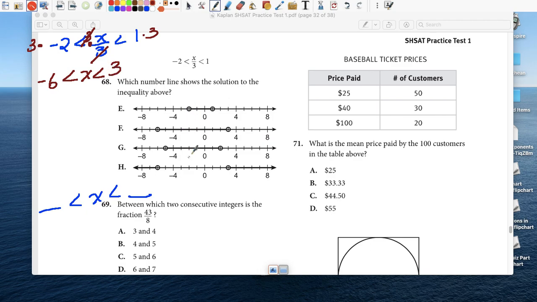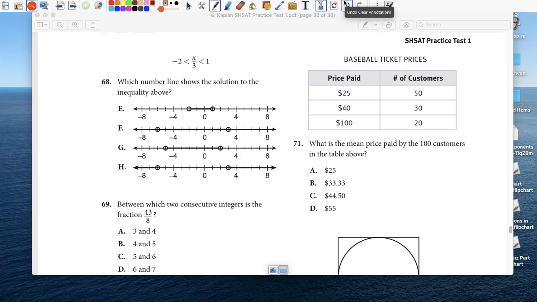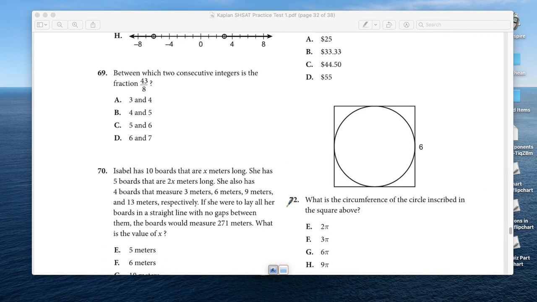So which of these 4 choices has x greater than -6 but less than 3? It looks like 1, 2, 3, 4, 3. This is 3, so that checks. -8, -7, -6. So F is the one that I want. Okay? So the process here was isolating x, solving the compound inequality.